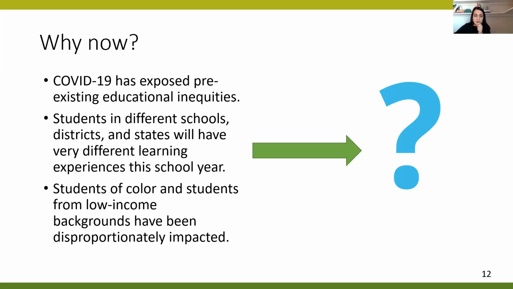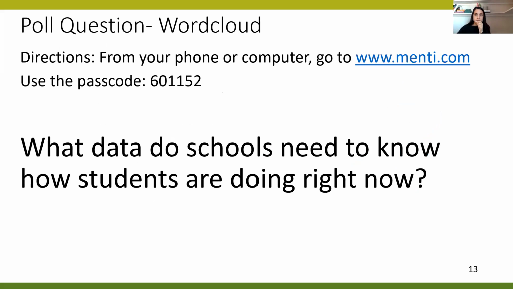So how do we chart a path forward? Where do we go from here? Let's hear from you. If you have your phone available, please take it out and go to www.menti.com. It'll ask you to enter a passcode. Please use 601152 and take a moment to brainstorm 3 things which you think schools might need to know how students are doing right now. What are some pieces of data that you believe schools might need to chart a path forward? Take about 45 seconds to answer this question.